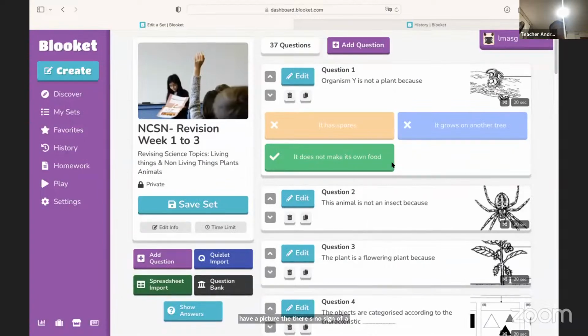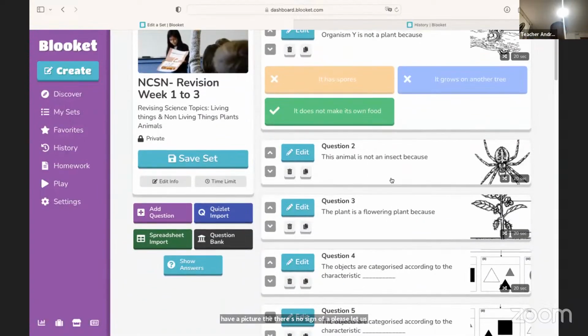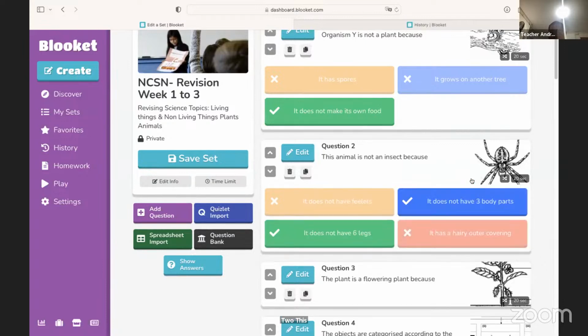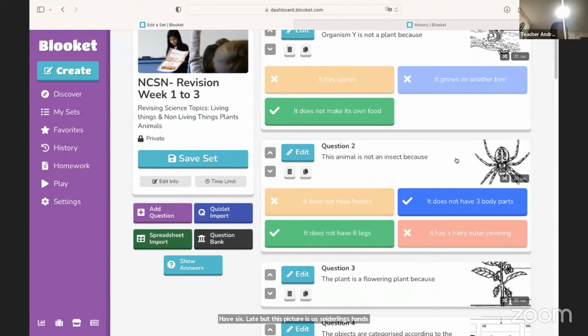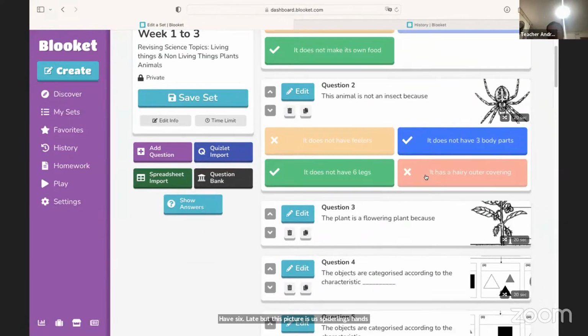All right. Question 2. This animal is not an insect because it does not have 6 legs. As we learned from the previous lesson, insects have 6 legs, but this creature is a spider. Spiders have 8 legs, hence it is not an insect.